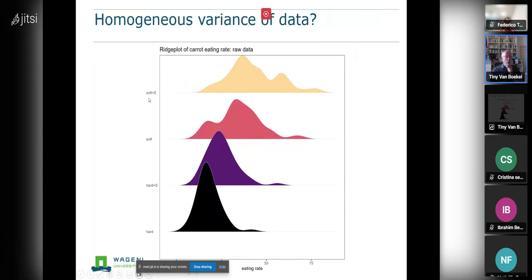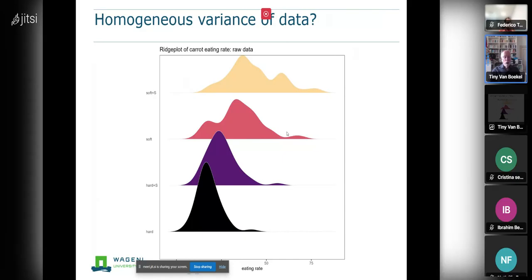So especially the soft carrots with sauce show an enormous difference in how people have their eating rates. The hard carrots without sauce are showing the least variation. But the other ones are actually not so similar in variance. So actually ANOVA is also not the right analysis because the assumptions are not fulfilled.